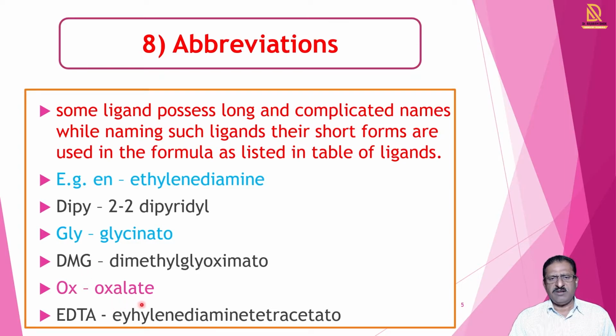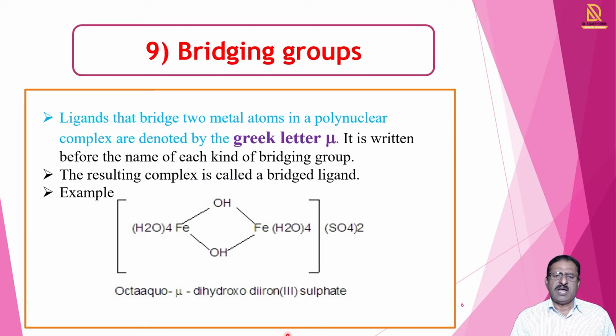Oxalato is one of the ligands. That oxalato is written shortly as OX. So when we write only OX, anyone can understand that it is the oxalato. Then ethylene diamine tetraacetate. You see, this is a very long name, but instead of that we write the short form, that is EDTA. In this way, such short forms are used in the nomenclature, and we can identify them very easily.